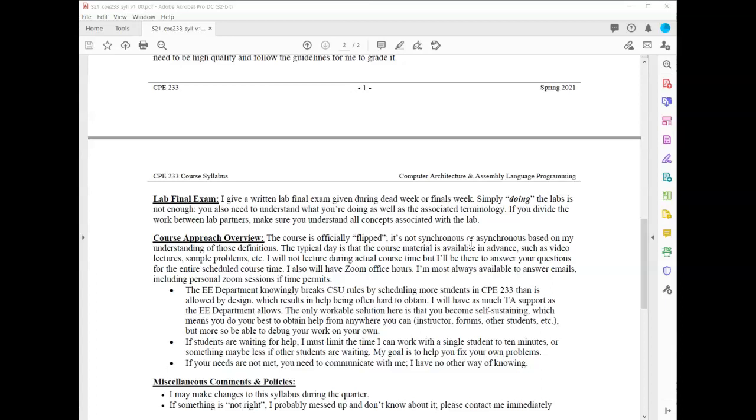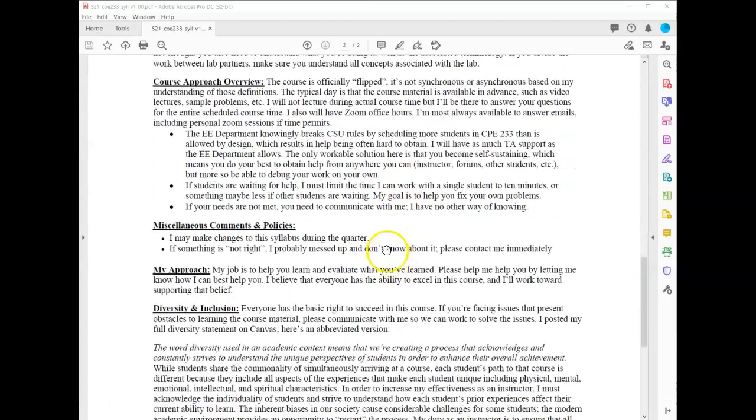Generally speaking, I'll work with you forever unless students are waiting, and then I kind of limit my time and try to multiplex around. So I call it 10 minutes, but sometimes it's more, sometimes it's less. So keep in mind that if your needs are not met, you just need to talk to me about it, and we'll figure something out.